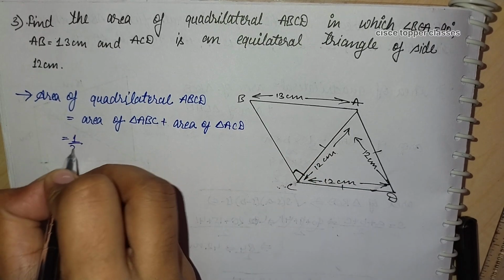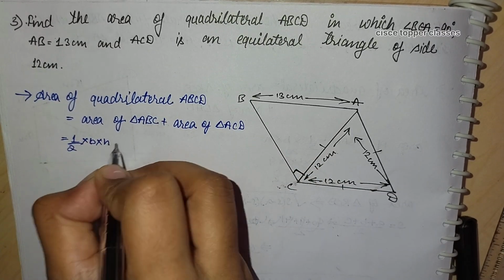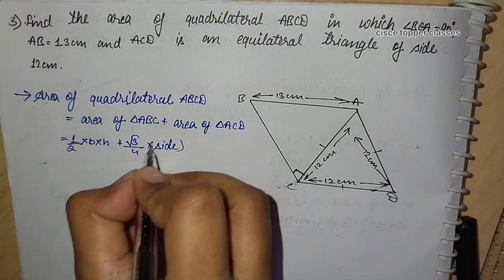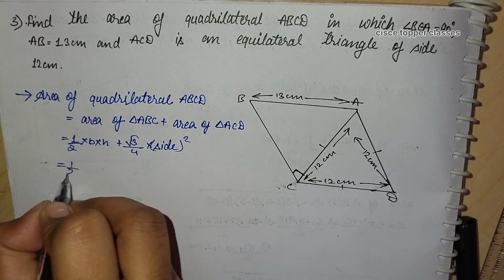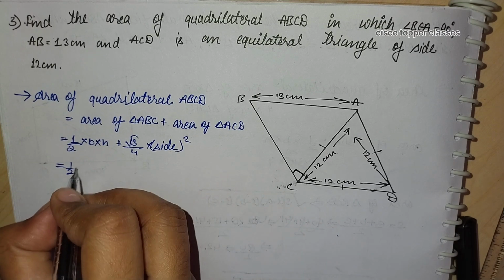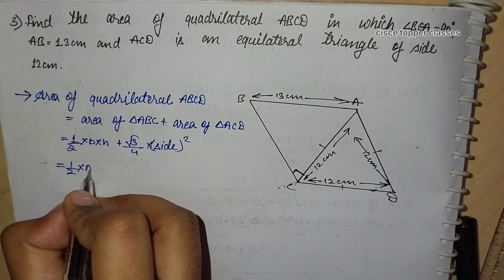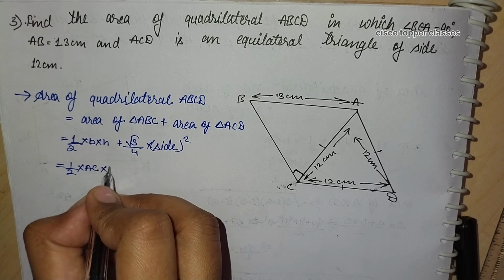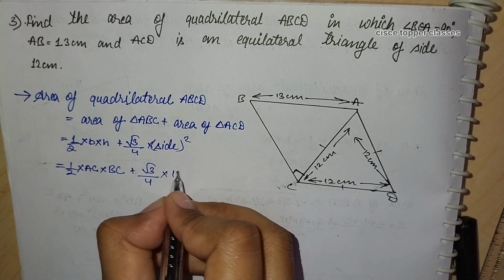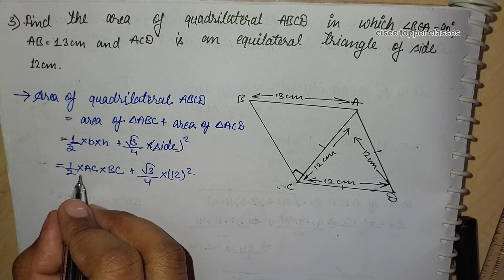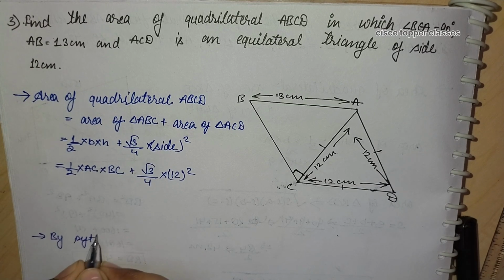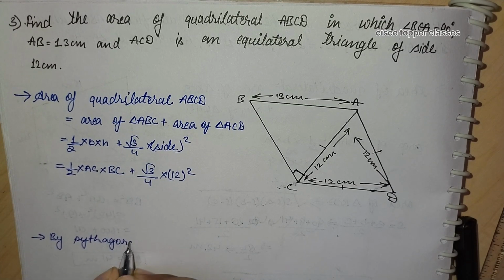So this is half base into height plus root 3 by 4 into side whole square. We can write half as base into height of this triangle. So for finding this, we can write simply AC as the base and height as BC, plus root 3 by 4 into 12 whole square. So for finding the value of BC, we can use the Pythagoras theorem here in this right angle triangle.